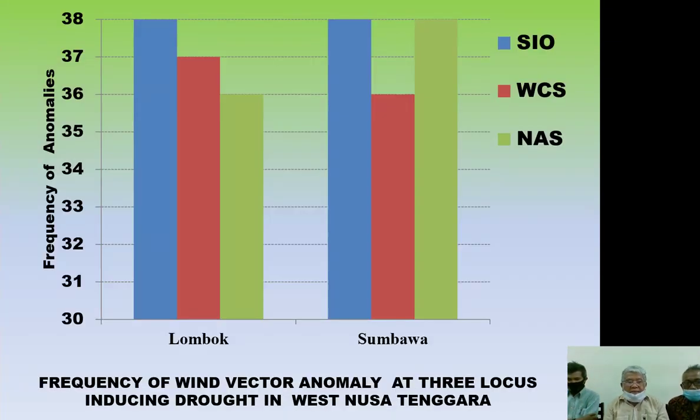This picture indicated the frequency of wind vector anomaly at 3 locus inducing drought in West Nusa Tenggara. The South Indian Ocean has the same effect both in Lombok and Sumbawa. Difference happens with West Coast Sumatra. Lombok is more affected by the wind rather than Sumbawa. However, the wind in Natuna Seas affected Sumbawa more than Lombok. Probably these differences would be due to the effect of Rinjani mountain in Lombok Island.